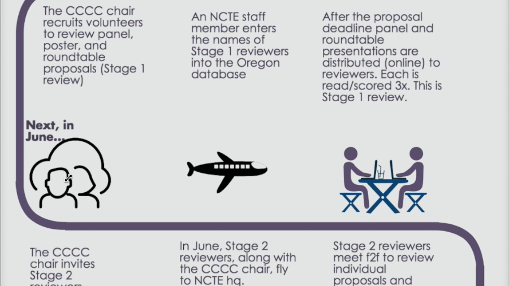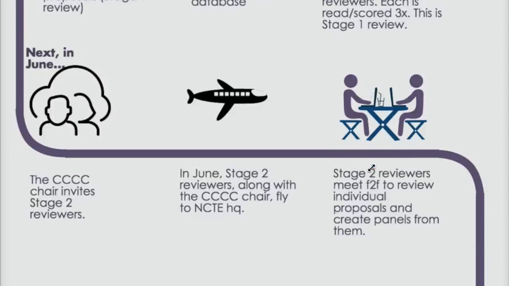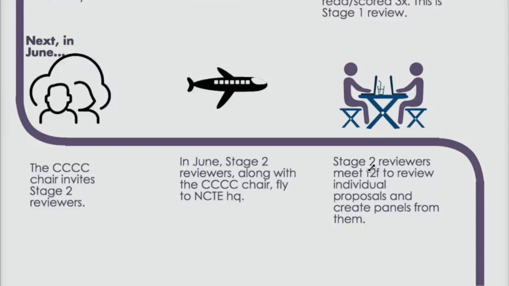Meanwhile, the 4Cs convention chair is working on Stage 2 review and recruiting reviewers for Stage 2. Stage 2 is a much smaller group of people, usually between 12 and 14 people, who travel to NCTE headquarters. They might fly, they might drive, depending on where they're coming from. At Stage 2 review, those reviewers look at individual proposals for 4Cs, as well as at special proposals that have come in. So individual review, you are probably aware, means that we have to take each individual proposal submitted and then combine those into panels.